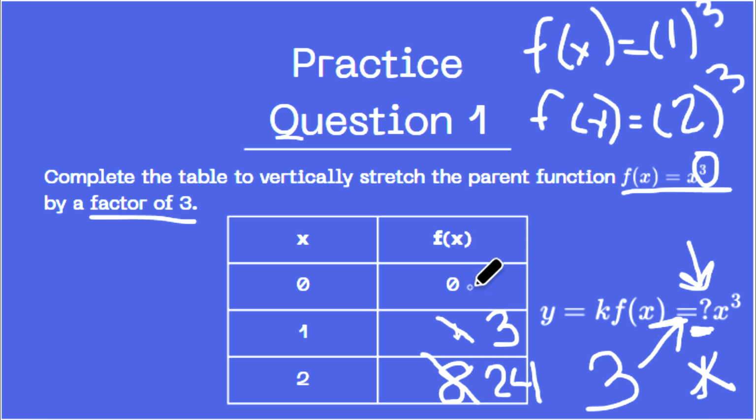So 3 times 0 is still 0. 3 times 1 is 3. 3 times 8 is 24. If that didn't make sense, comment. I will make another video.